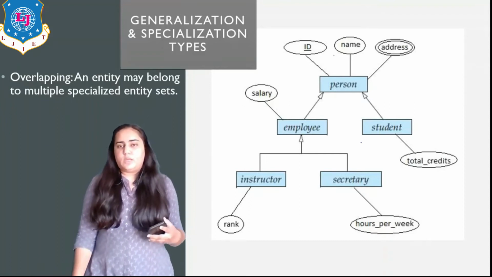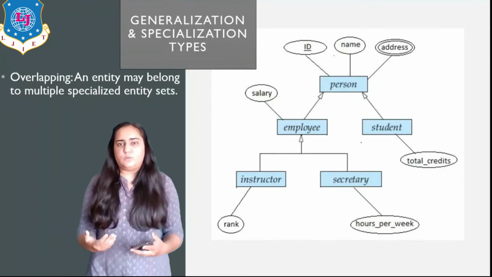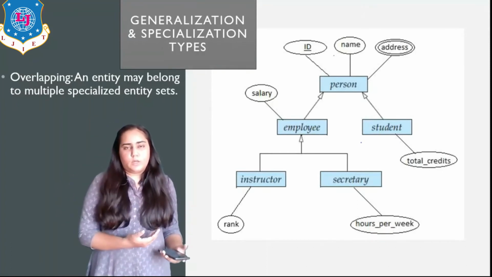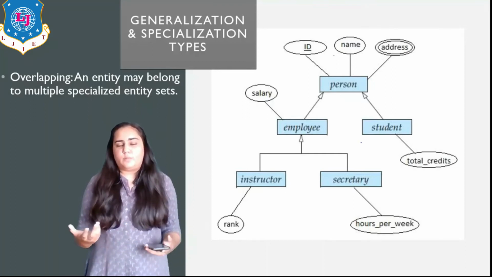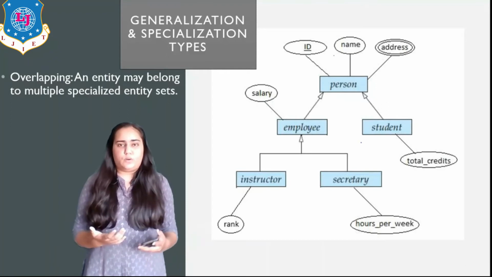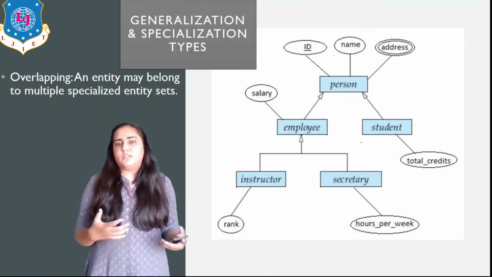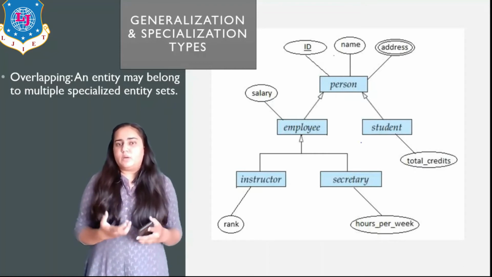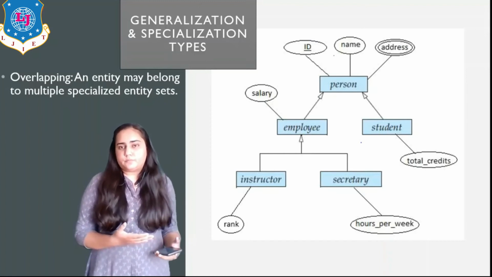For example, in a university, you might have somebody who is a student as well as an employee. Maybe that student is working on campus for the post of a librarian, or maybe the cleaning staff or somewhere in the canteen. So all these things can be combined. And so one student could also be an employee.